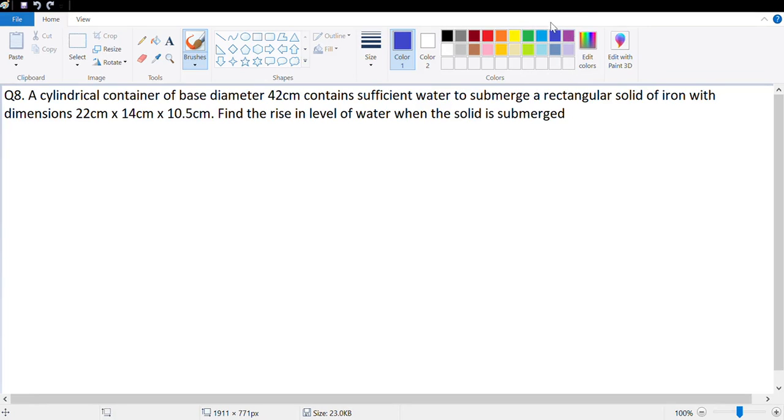Hi guys, let's look at the homework questions for the exercise 20A. Let's look at question number 8.